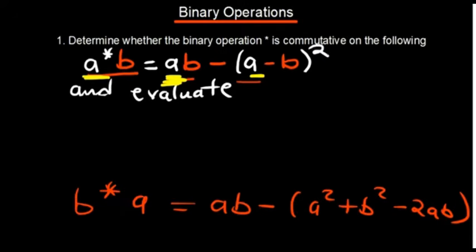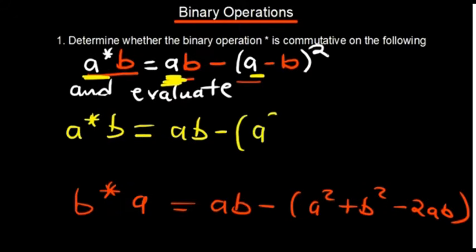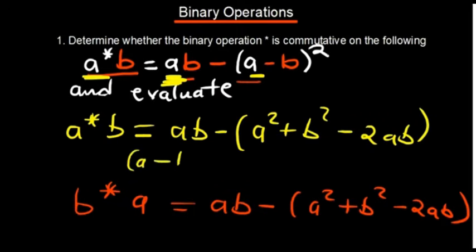So our A star B, so AB is going to be maintained. Then if you expand what you have there in the brackets, you're going to have A squared plus B squared minus 2AB. How do we expand, in case you're wondering? You say A minus B, again A minus B, then you begin multiplying.